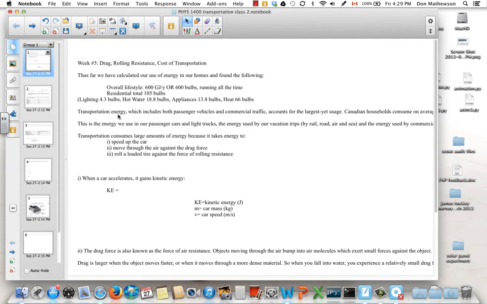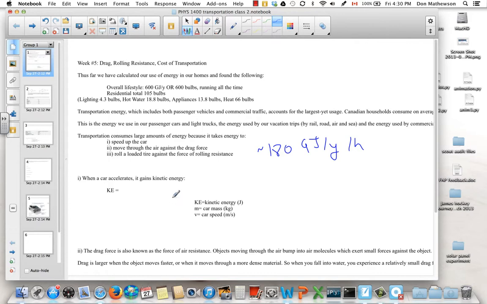In addition to residential energy, transportation energy. Now this is going to include both our passenger transportation in cars and light trucks and also commercial traffic, and that includes airlines and freight via trucks and trains, etc. Now we want to try and gain some insight into why we use so much energy for transportation. It is a total of about 180 gigajoules per year per household of 2.5 people. So that's even more than the residential total. In fact, about 30% of our total energy use is for transportation.